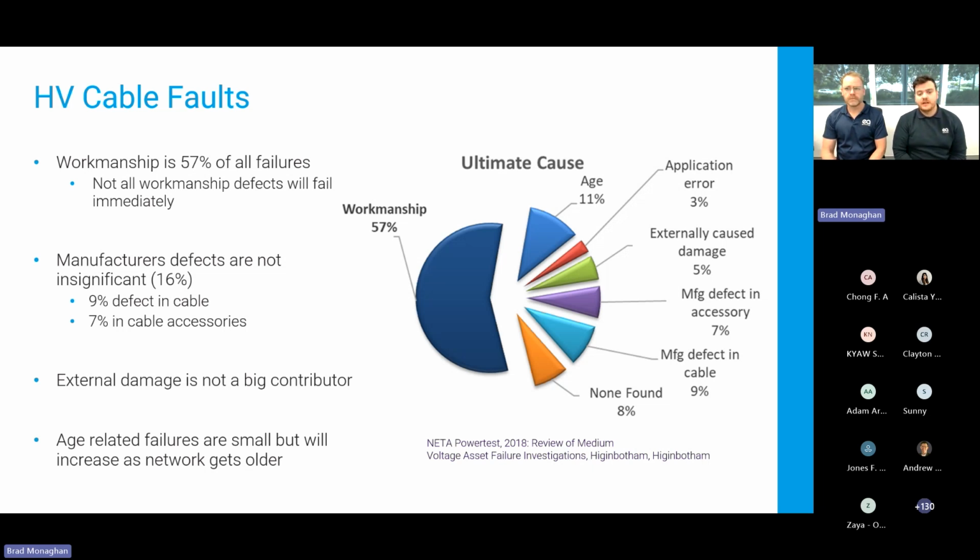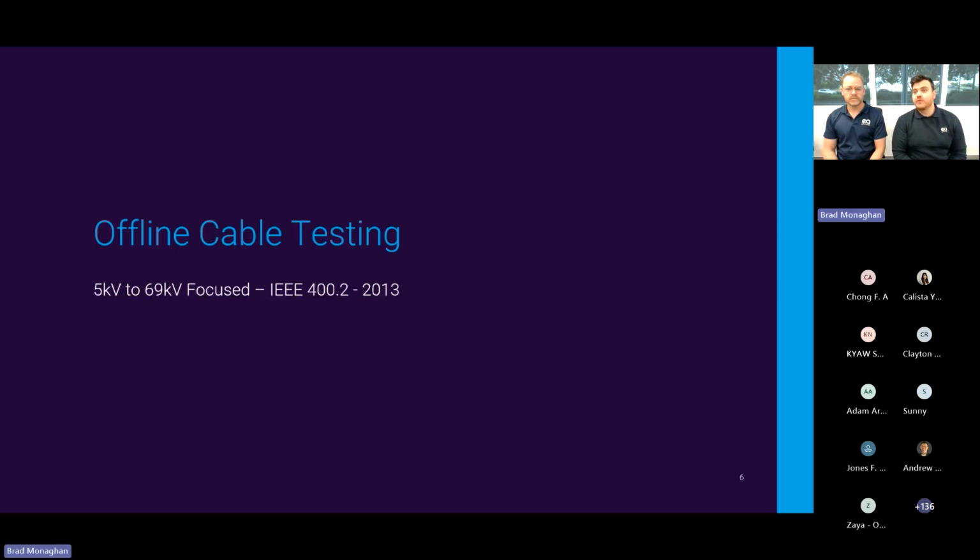It is important to note that in this data set, age-related failures weren't the most significant cause, but that will change as networks age. As we progress into future networks and as all of our assets get older, we may see an increase in age-related failures. But if we're doing all the right testing as we approach that, then we should be able to throttle that back down and maintain the network reliability. So I'll pass over to Brad, who will run through all of the offline testing options.